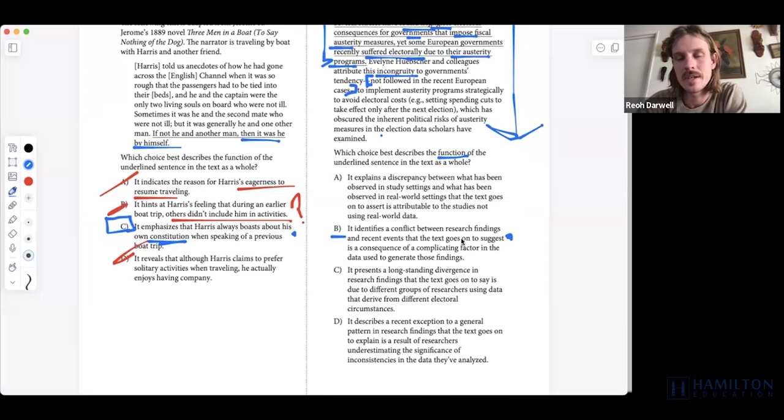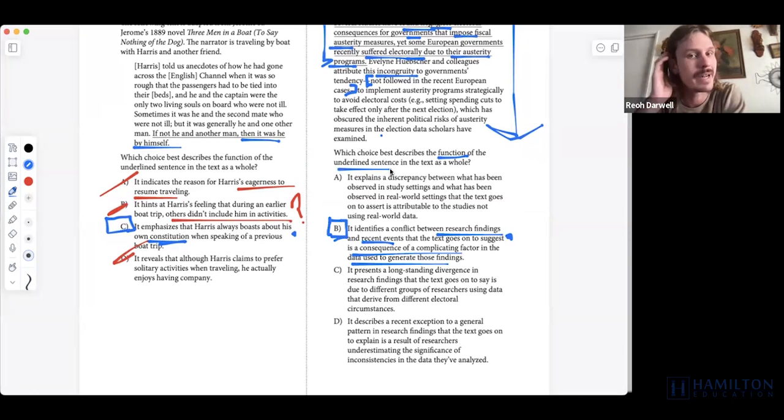It says there's a conflict, right? Some people have seen that in research, austerity doesn't have an impact on elections, and yet recent events did show that there was an impact on elections. Now, then the text goes on to suggest is a result of something else, right? This describes the passage even more than that just underlined text, right?